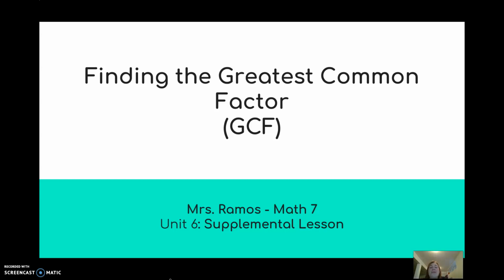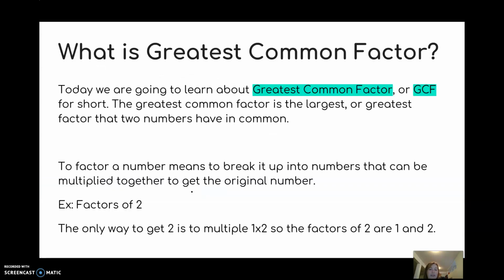Guys! Today we're going to be finding the greatest common factor, or the GCF. We are still in our new unit, which is Unit 6, Ratios and Rates. But in order to reduce ratios or to find equivalent ratios, we're going to need to know how to find the greatest common factor. So hopefully this is a review, but if not, pay attention.